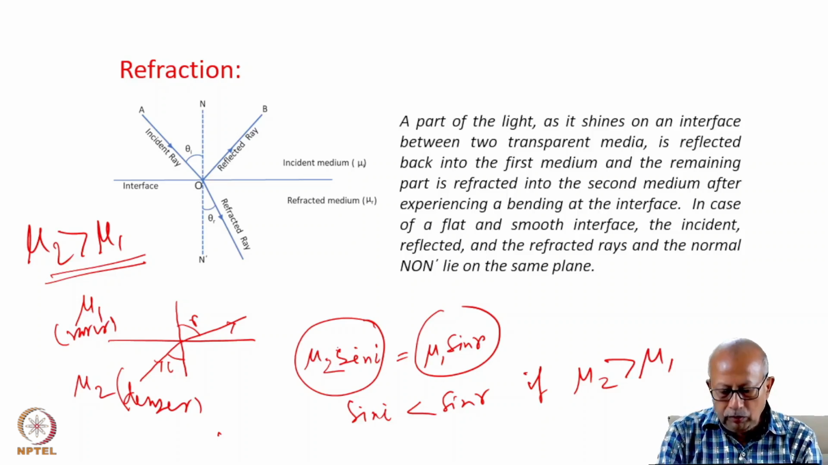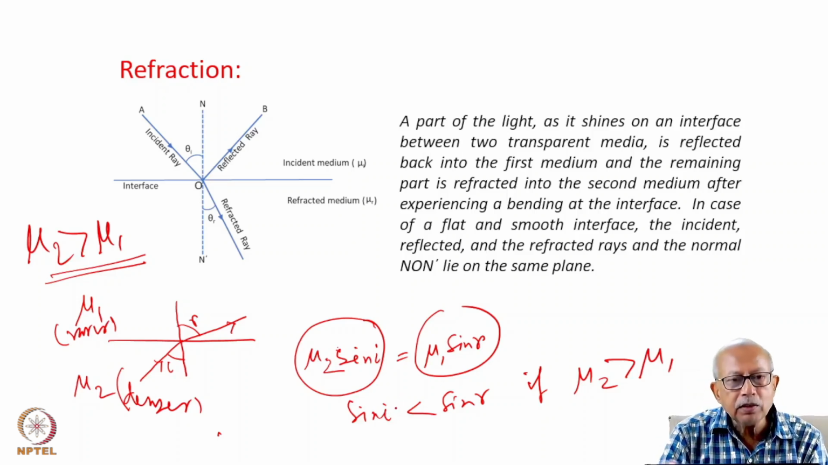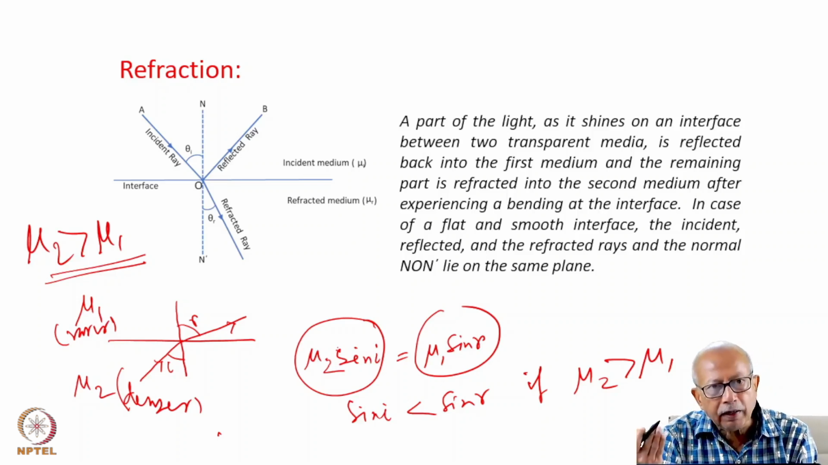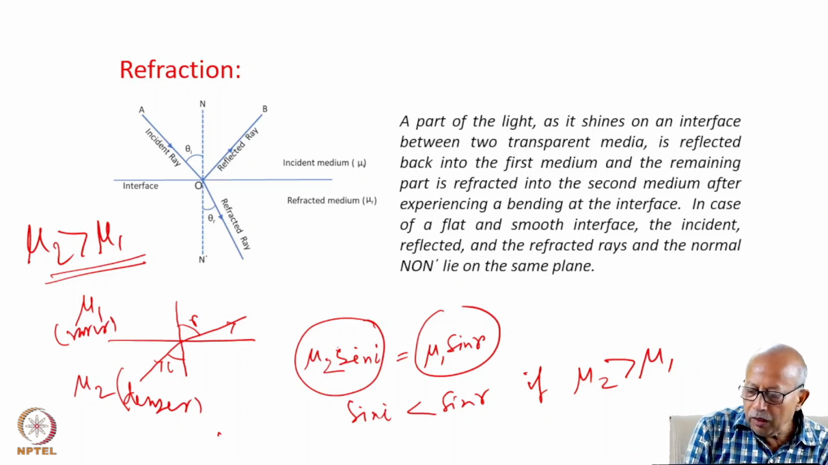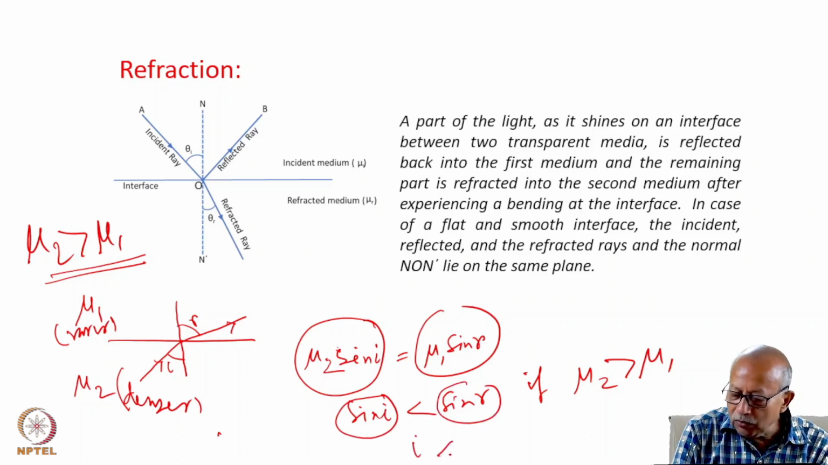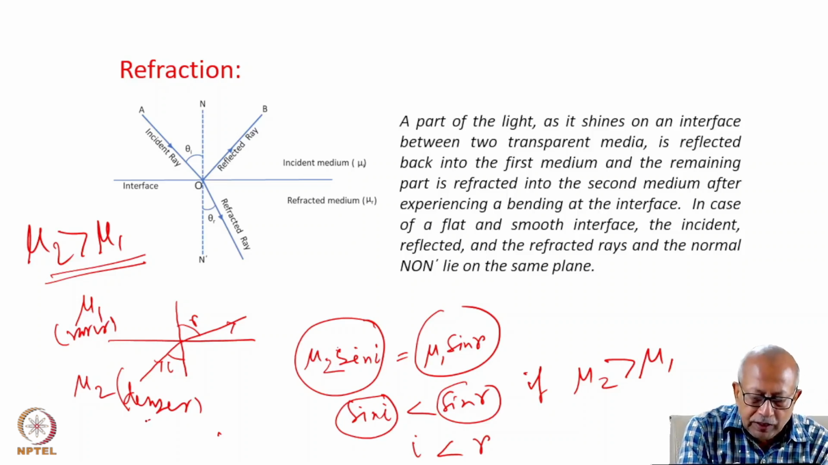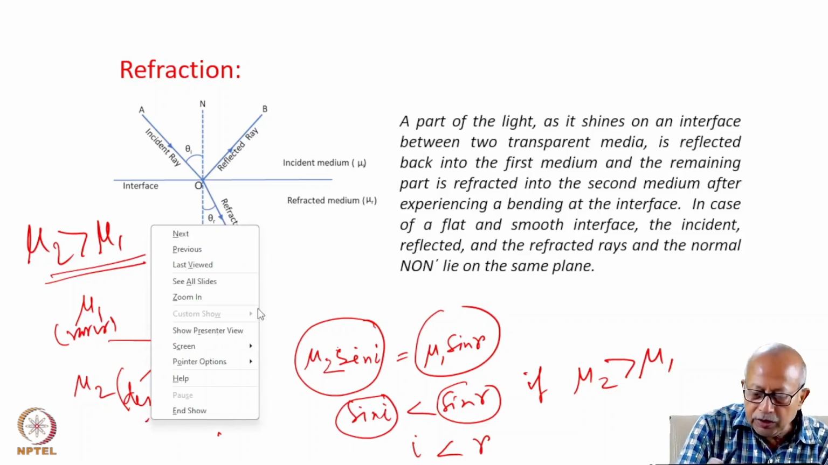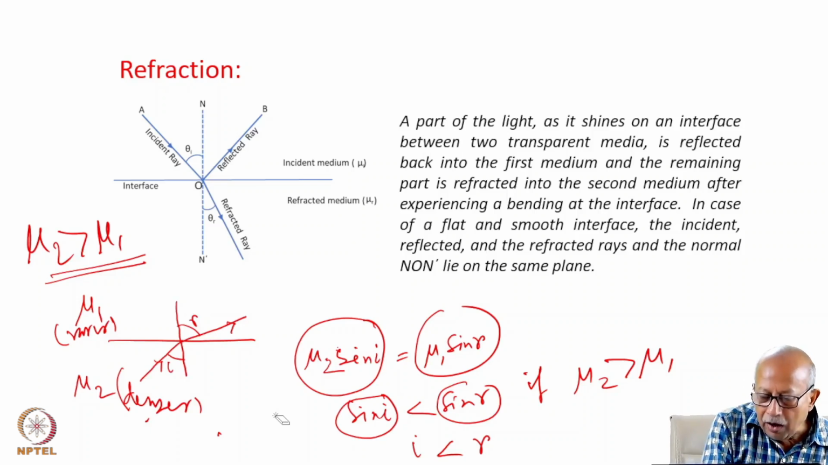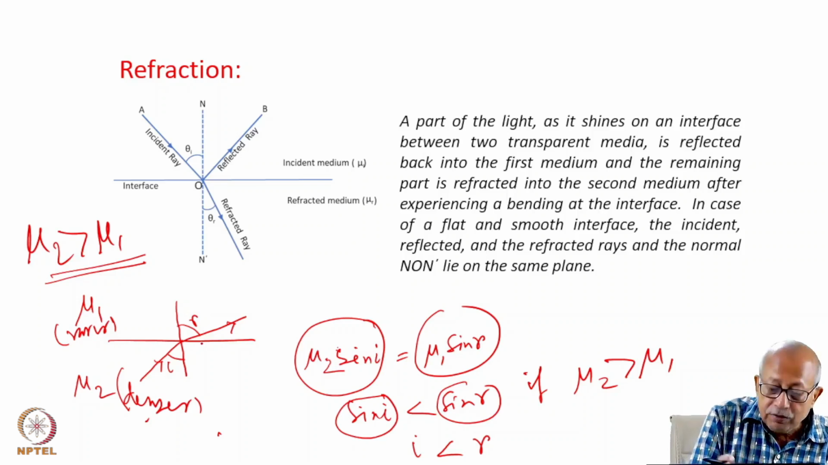Now, the value of the sine of an angle increases with the increasing value of the angle. Therefore, if sin I has to be less than sin R, I has to be less than R. So we can say that when light travels from a denser medium to a rarer medium, it bends away from the normal because I is less than R, and vice versa.